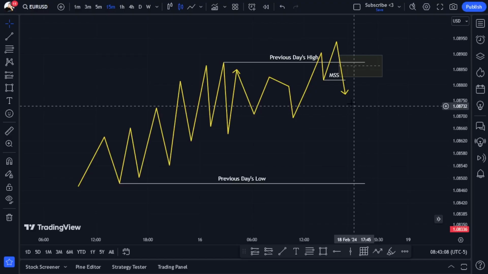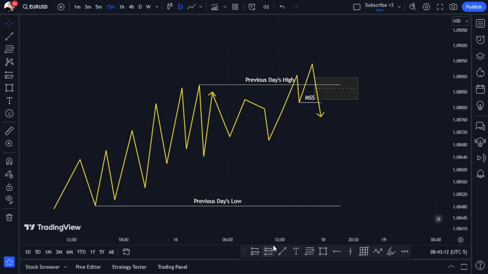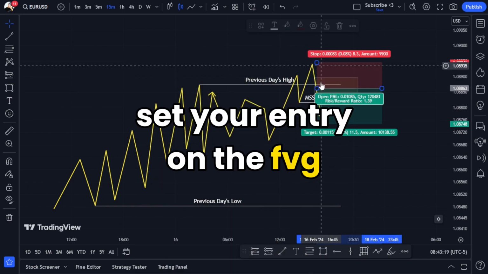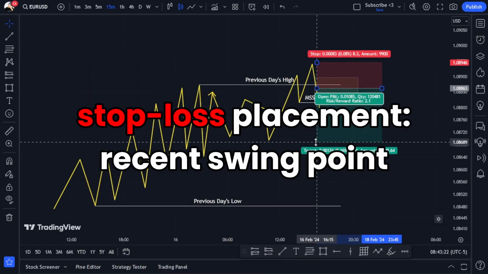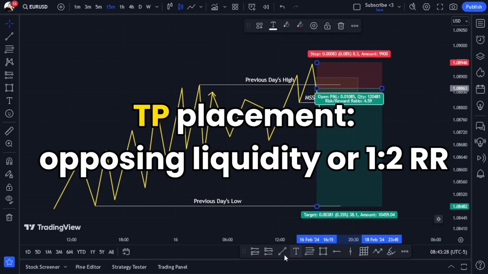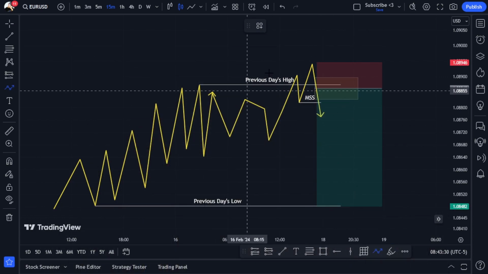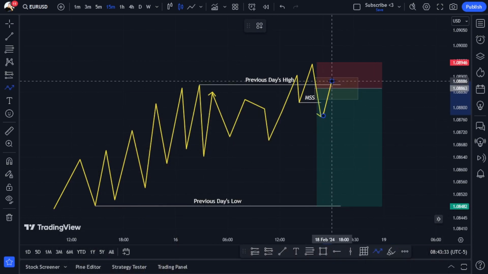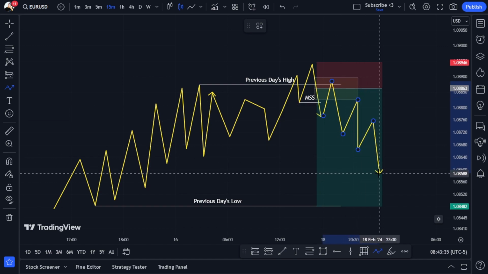Moving forward, as soon as we get market structure shift, displacement, and fair value gap, we will set a limit order on that fair value gap, and stop loss would be above the recent swing. Take profit level will be either a 1 to 2 risk to reward ratio, or if you are a beginner, you can also target the lowest hanging fruit, which is nearest opposing liquidity.